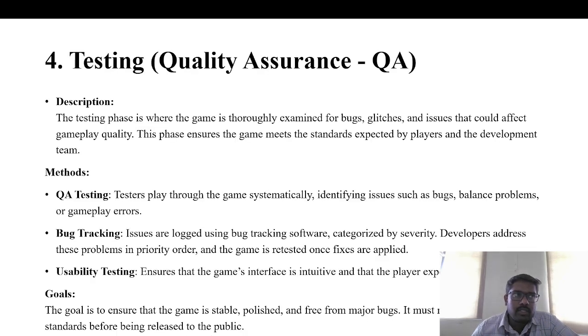And then once the production has been done, it must be tested before it is released. So this is the testing phase, where the game is thoroughly examined for bugs, any glitches, and any issue that could affect the gameplay quality, which must be tested before it is released. This phase ensures the game meets the standard expectations of the players and also the development team. And methods of testing, we have quality assurance testing, bug tracking, and also usability testing.